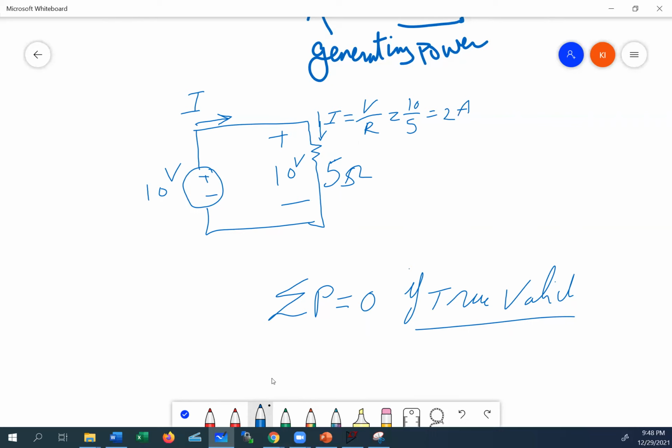So 2 amps there. Now I see that the current is flowing through the positive side of the resistor. So power for the resistor is going to be equal to V times I, which is 10 volts multiplied by 2 amps, and it's 20 watts. Now, when I go over here and try to find the power for the source, I say, okay, what is the power for the source?